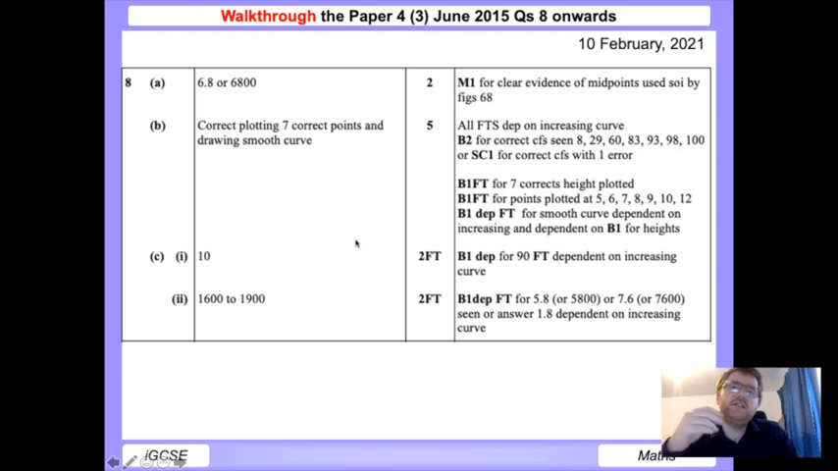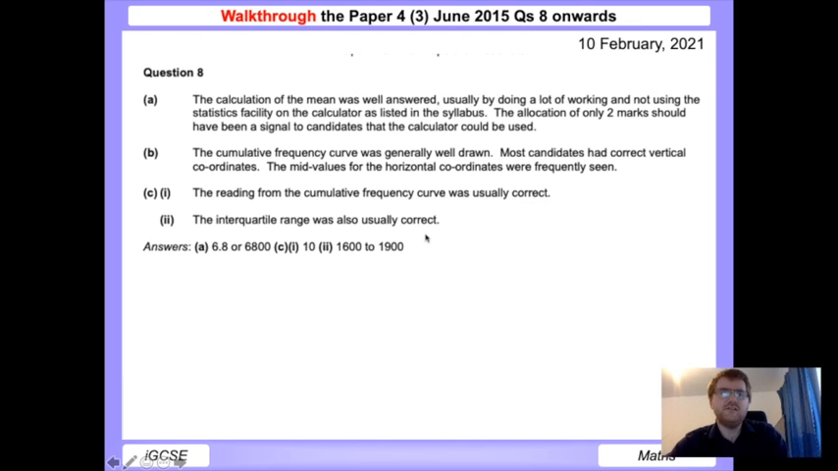Now, what I've included in this is also the examiner's report, which is useful for you to see which question discriminates between good candidates and great candidates. And I'm going to talk about that now. So for question 8A, as I already pointed out, many students did not use their calculator to do this. I highly recommend you get used to using your GDC to do these kind of questions. They will save you time, you see. Usually by doing a lot of working, we want to avoid that.